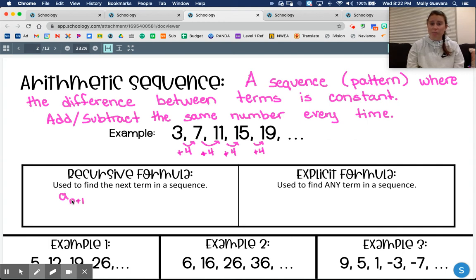n is your term, so the next term in the sequence, the next number. If I know 19, the next number would be found from 19, the current term. So a sub n is the current term. And then what am I doing every single time? In this case, I'm adding 4, but we say plus d, the difference. Now, I'm going to go through this very carefully. A sub n plus 1 means the next term.